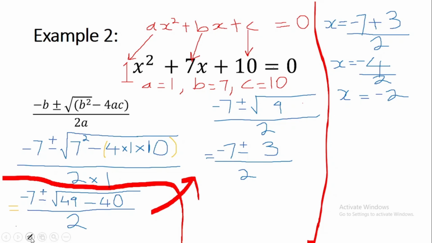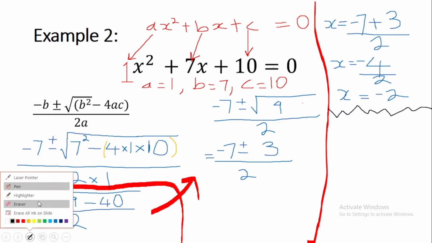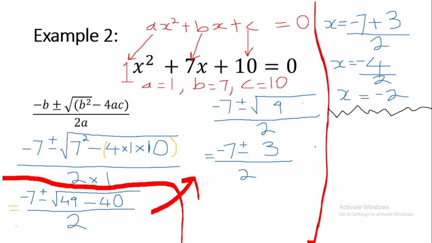And then we have the next part of the equation that we're going to solve. That's going to be when negative 7 is subtracted. Because of the plus or minus sign right here, we're going to do it again. So it's going to be negative 7. Since we used a plus sign last time, this time we're going to use our negative sign. So negative 7 minus 3 all over 2.